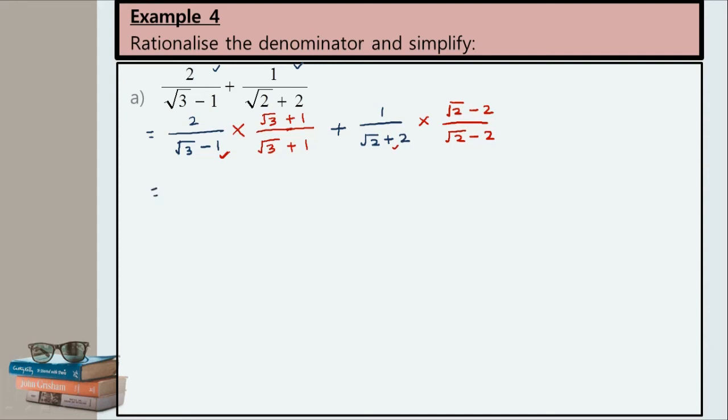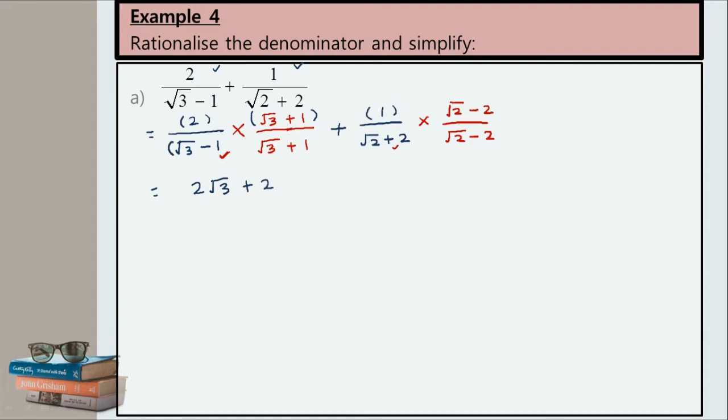And then we expand 2 times dengan surd 3 plus 1. So 2 times surd 3, 2 surd 3, 2 times 1, positive 2.